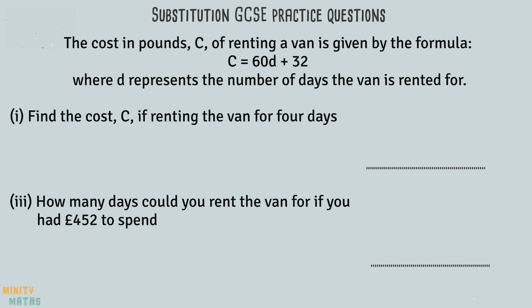This is an example of a wordier question, with the formula provided representing the cost to hire a van. The formula tells us that it costs £60 per day plus a standard fee of £32 added to the total. The first part of the question asks us to calculate the cost of hiring the van for 4 days. So we can rewrite the formula with the number 4 replacing the letter D, for days.